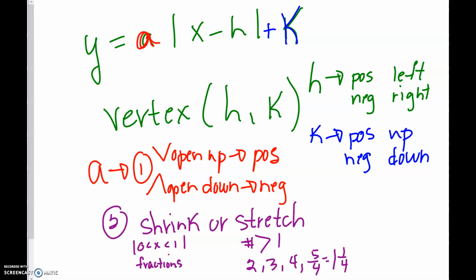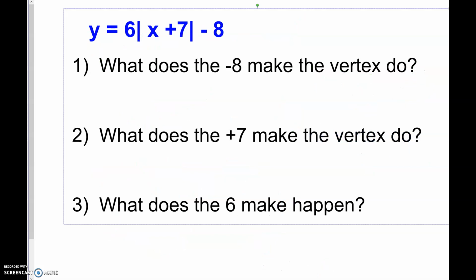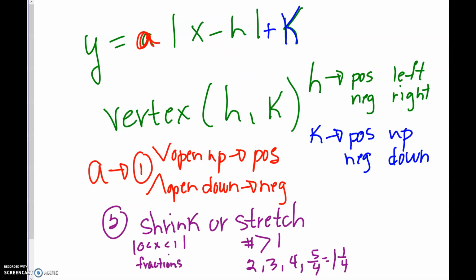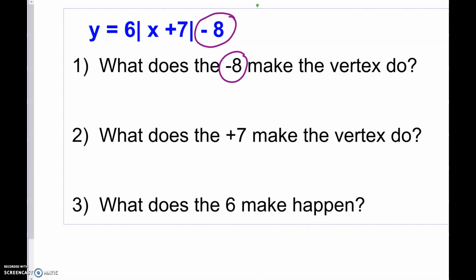All right, let's put all that knowledge to use and try this example number 1. So what does the -8 make it do? Okay, well, let's look where that is. That is the k value on the outside. So the k value, if it's positive, it goes up, and if it's negative, it goes down. All right, so what do we have? That is a -8. So what does it make it do? It makes the vertex go down.